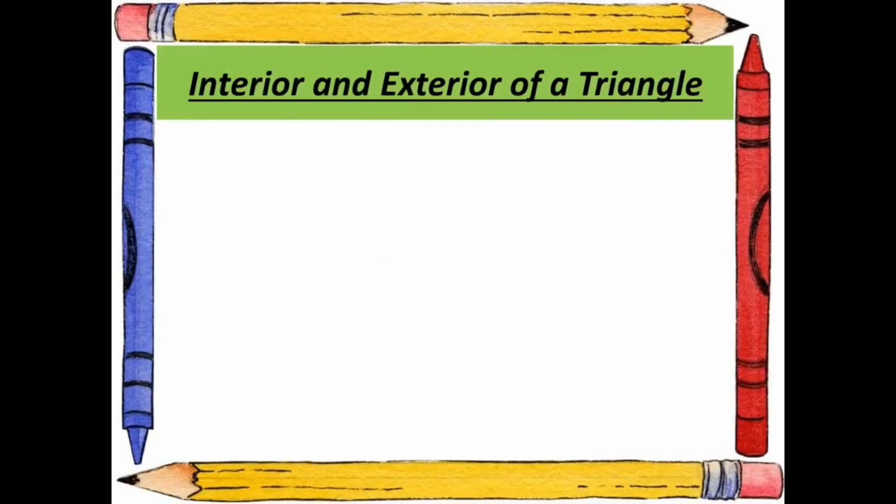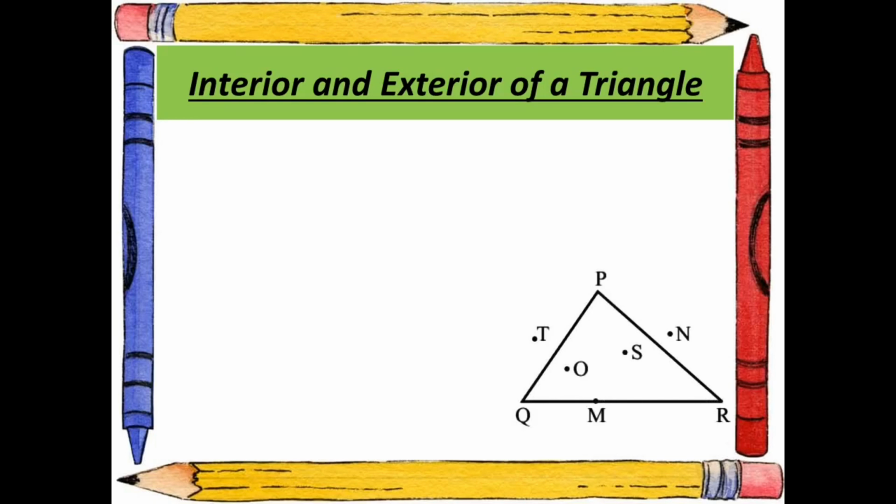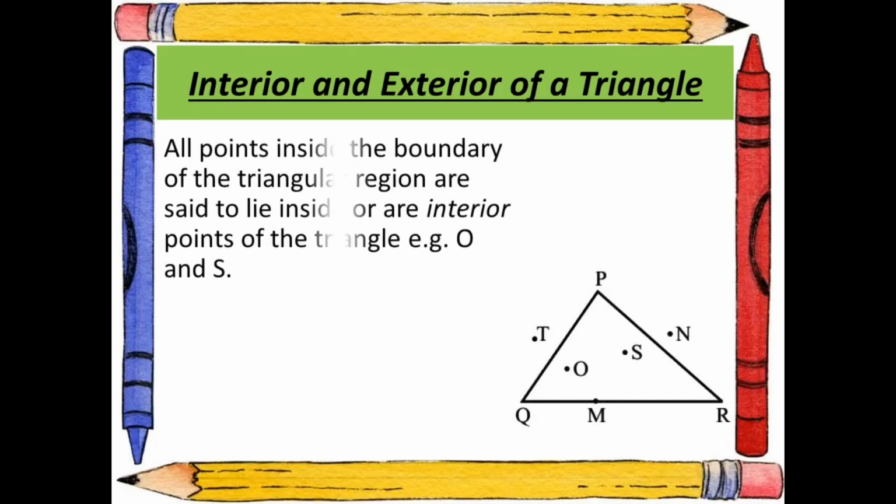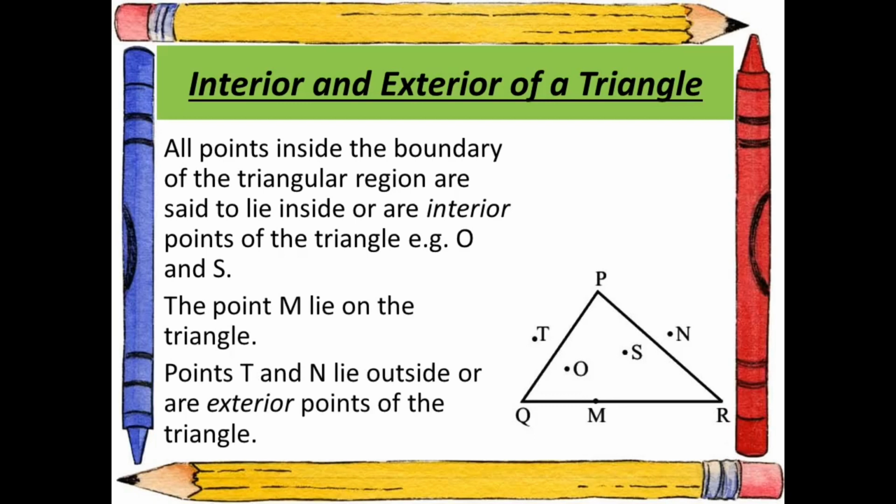Next topic is interior and exterior of a triangle. Here one triangle is shown to you, and in this triangle all the points inside the boundary of the triangular region are said to lie inside or are interior points of the triangle, for example O and S. The point M lies on the triangle, and the points T and N lie outside or are exterior points of the triangle. Hopefully, it is also clear to you.